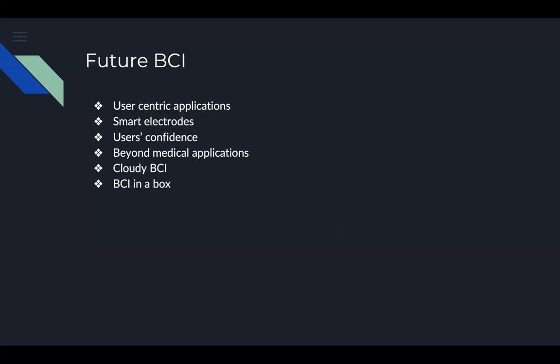The last point is BCI in a box. It means a BCI should be very portable and very cheap, so it could be used by everyone. So that's the future we are looking at in BCI.